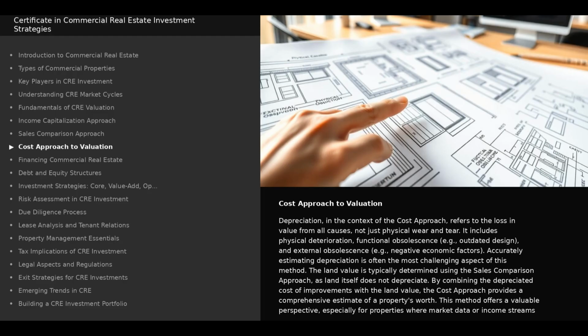The land value is typically determined using the sales comparison approach, as land itself does not depreciate. By combining the depreciated cost of improvements with the land value, the cost approach provides a comprehensive estimate of a property's worth. This method offers a valuable perspective, especially for properties where market data or income streams are not readily available or reliable.